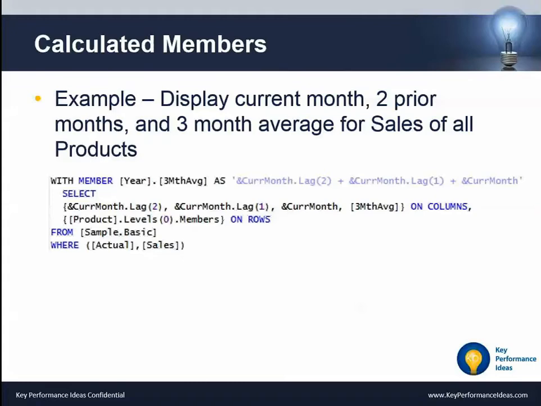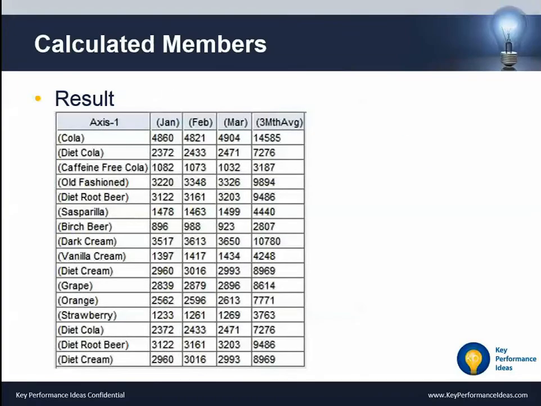So then we're going to select those same exact months along with our 3-month average calculated member that we just created on our columns, and our level 0 members of our products again for our actual sales, and we end up with a result like this. So again, with our substitution variable set to March, we're getting January, February, March, and the 3-month average of those.